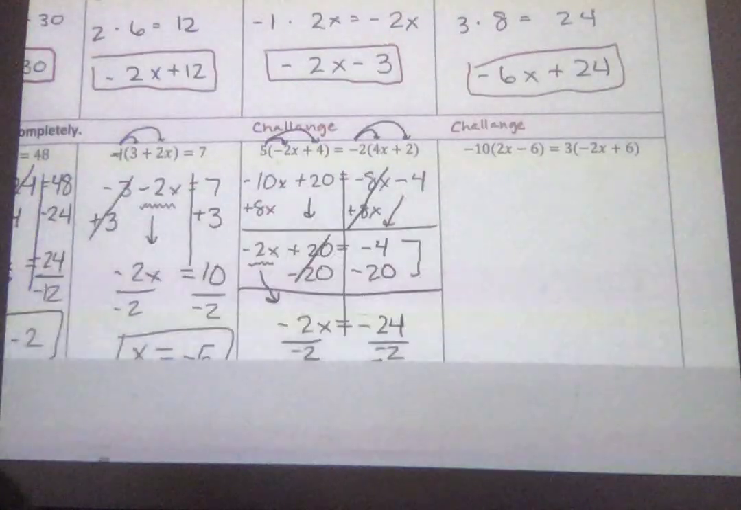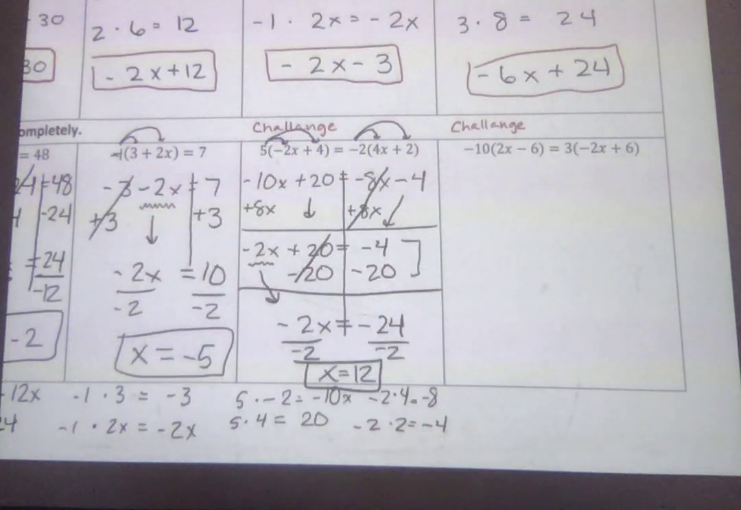Omar's going to talk me through the last one. I'm just going to repeat them so everybody can hear in the video. So Omar, what's our first step? First step is you gotta do negative 10 times 2. So we're going to distribute the negative 10, and negative 10 times 2 is going to get you negative 20, so a negative 20x.